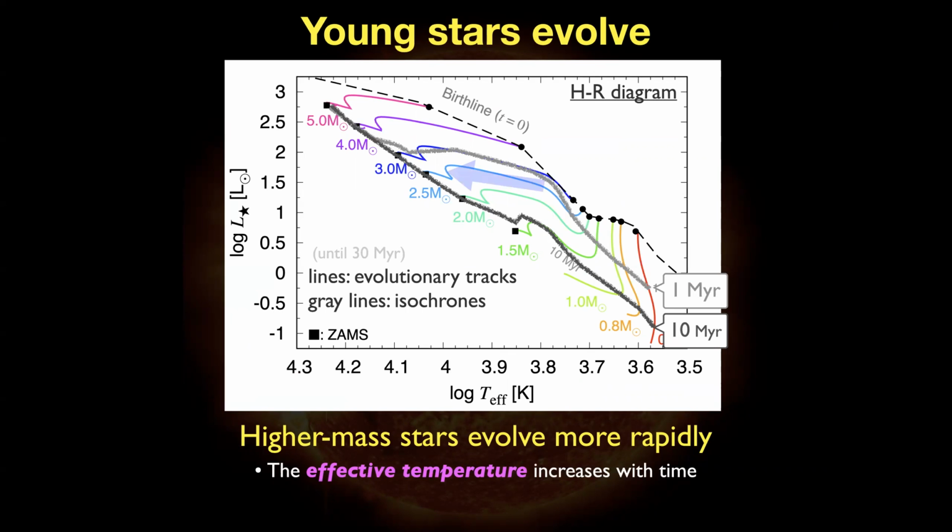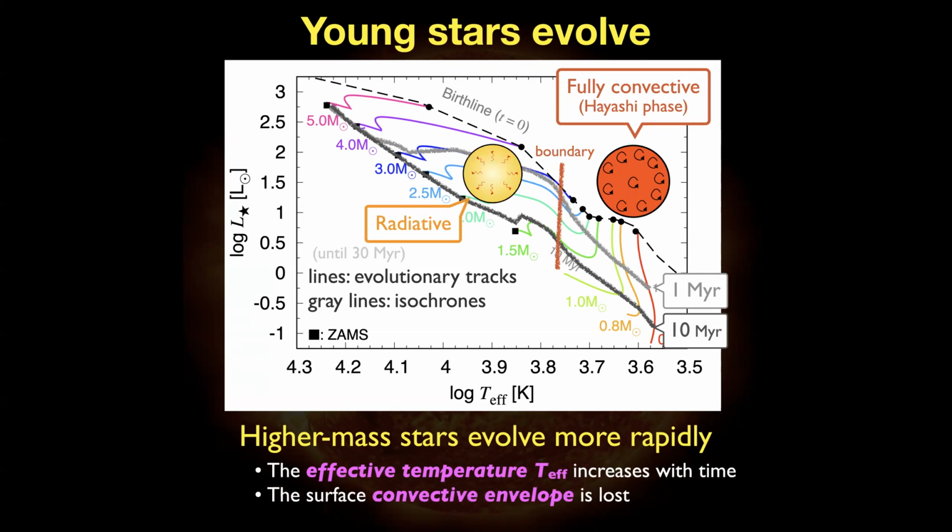And here I'd like to stress two features in the stellar evolution. First, the effective temperature increases with time. Stars are formed on the birth line here, and then evolve along the vertical Hayashi track and the horizontal Henyey track. And on the Henyey track, the stellar effective temperature increases with time. The other is the structure change. Young stars have a convective structure in the Hayashi phase, but intermediate mass stars lose the convective zone and become radiative. So the stellar structure evolves with time.